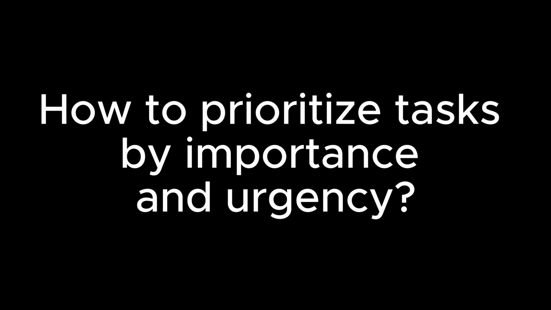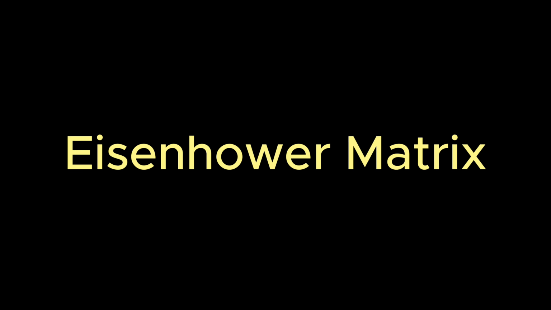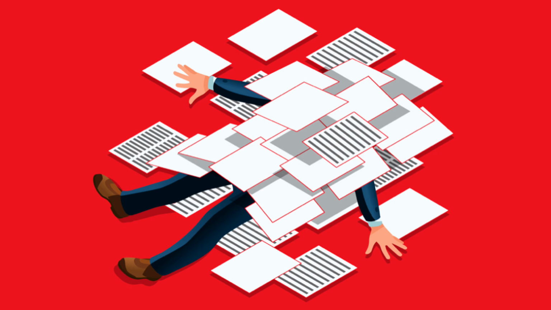How to prioritize tasks by importance and urgency. Use the Eisenhower matrix for this. Named after US President Dwight Eisenhower, this tool is especially useful when you have dozens of tasks you need to work on and feel like you are not making good progress.